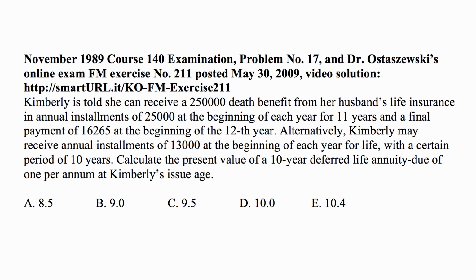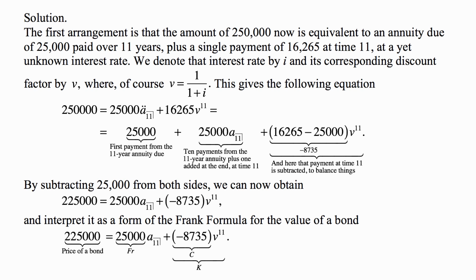And here's the problem for today for exam FM on financial mathematics. Kimberly is told she can receive a $250,000 death benefit from her husband's life insurance in annual installments of $25,000 at the beginning of each year for 11 years and a final payment of $16,265 at the beginning of the 12th year. Alternatively, Kimberly may receive annual installments of $13,000 at the beginning of each year for life with a certain period of 10 years. Calculate the present value of a 10-year deferred life annuity due of 1 per annum at Kimberly's issue age.